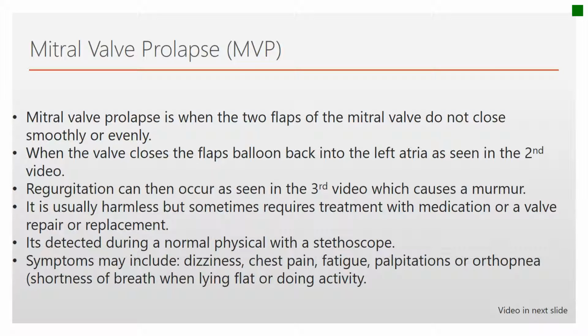MVP, or mitral valve prolapse, is when the two flaps of the mitral valve do not close smoothly or evenly. I've provided a video on the next slide for you to see, but when the valve closes, the flaps balloon back into the left atria, and that's shown in the second video. Regurgitation can also occur, and that's seen in the third video. That can cause a murmur, so that's when the blood actually goes back flowing into the atria.